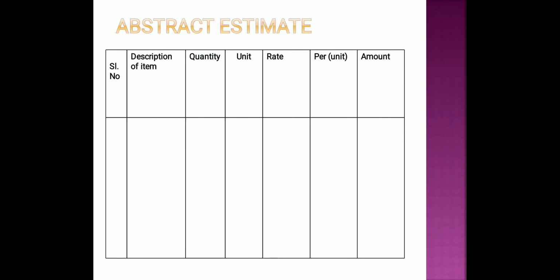Next is abstract estimate. Abstract estimate describes the detailed estimate, what are all the items that are calculated with respect to that quantity, the unit price of that quantity and the total amount of that quantity will be calculated in abstract estimate. So abstract estimate will be generally related to mainly the cost estimate of that particular work.